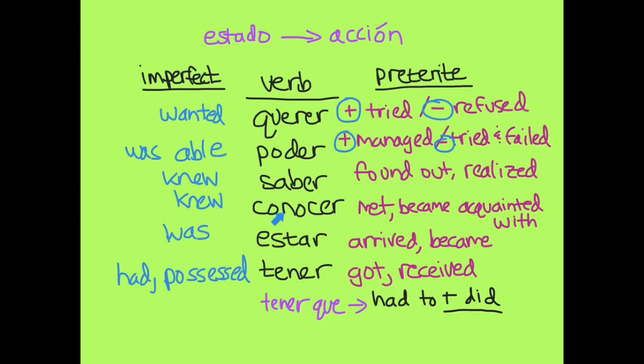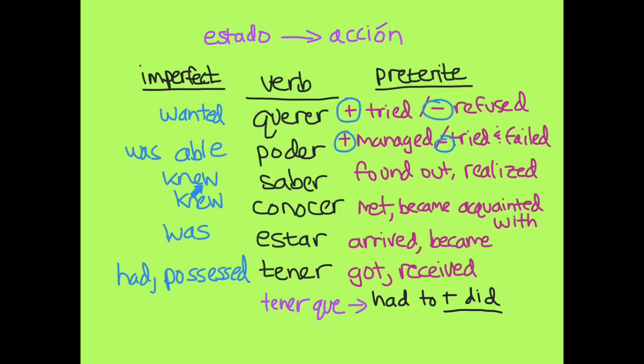So with certain verbs in this list, for example, we're taking something that in the imperfect would express a state and instead making it an action by using the preterite. So querer, to want, in the imperfect tense would be wanted. But when we put it in the preterite, if we use it positively, as an affirmative, it means tried, versus as a negative, it means refused. Poder was able in the imperfect, but in the preterite, if it's positive, it means managed. If it's negative, it means someone tried something, but they failed.